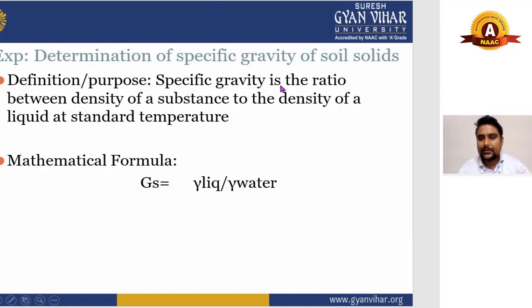Definition and purpose. Specific gravity is the ratio between the density of a substance and the density of a liquid at standard temperature. As you can see here, the formula is given, and we denote it by Gs, and it will be equal to gamma of substance upon gamma of water.